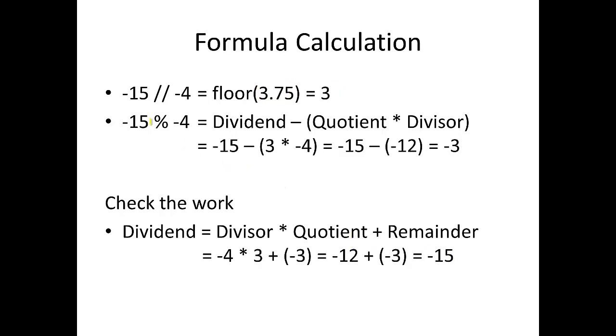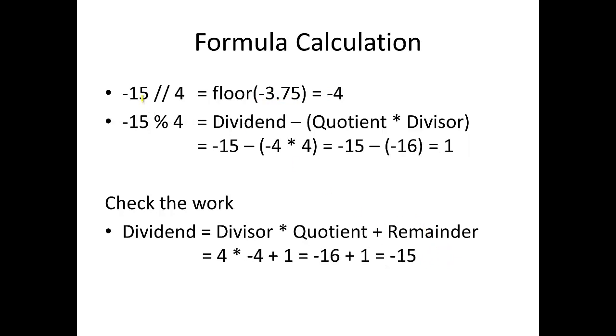Case number 3, negative 15 floor divided by negative 4. So again, we take the floor of 3.75, which is 3. So negative 15 mod negative 4 is the dividend minus quotient times divisor again. So we have negative 15 minus 3 times negative 4, which is equal to negative 15 minus negative 12, or negative 3. Now checking our work, using the same formula, we have negative 4 times 3 plus negative 3, which is equal to negative 12 plus negative 3, or negative 15, which is indeed what we started with.